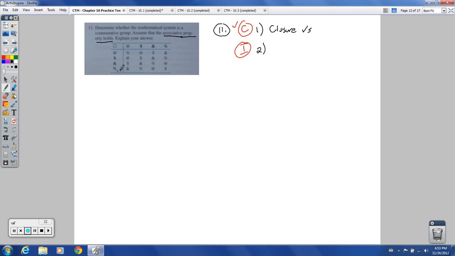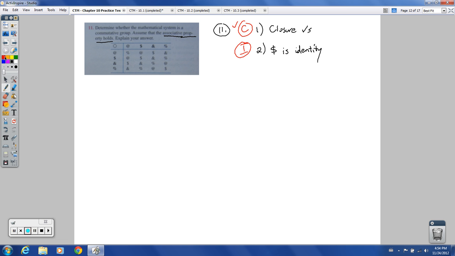Next, check the identity element again and see if there's an identity element. So this column, is that repeated somewhere? It looks like it's repeated right here. So it looks like the $ sign is my identity element. Just check the row too. See that works out. So here's the $, and these are all identical. So we can say the $ sign is the identity.